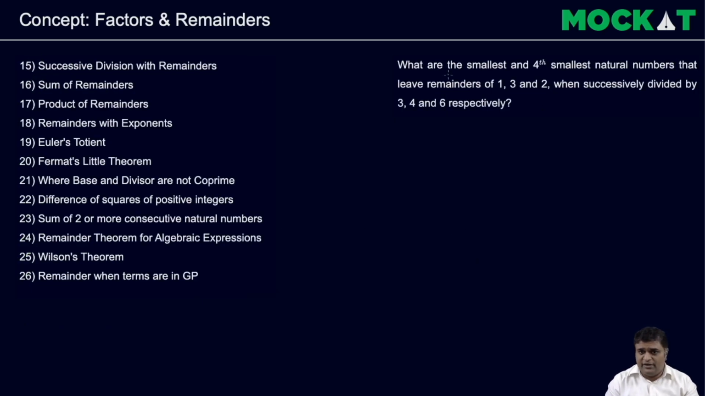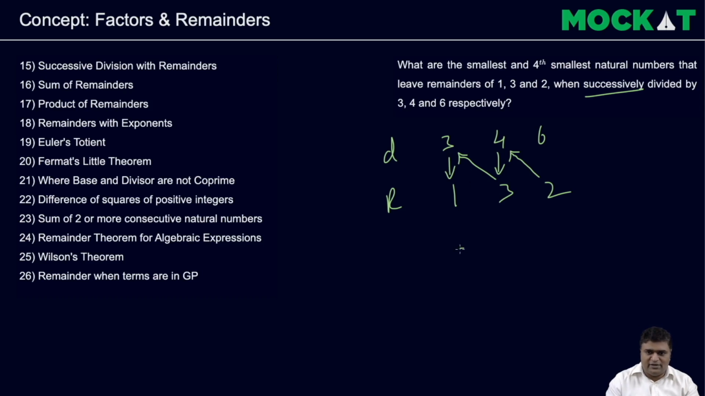Now to successive division with remainders. What are the smallest and fourth smallest natural numbers that leave remainders of 1, 3 and 2? Write it in the bottom. So these are your remainders, and the divisors you write in the top. It's going to be 3, 4 and 6 respectively. Successive division is what is happening over here. So ignore the top right divisor. From the bottom right remainder, you go up diagonally and come down, and then go up diagonally and come down. As you go up, you multiply. As you come down, you add. So 2 into 4 is 8, 8 plus 3 is 11, 11 into 3 is 33, 33 plus 1 will give us 34. So 34 over here is the smallest number which satisfies this.